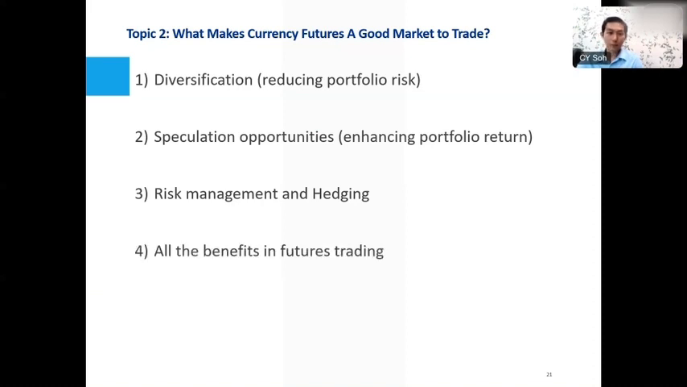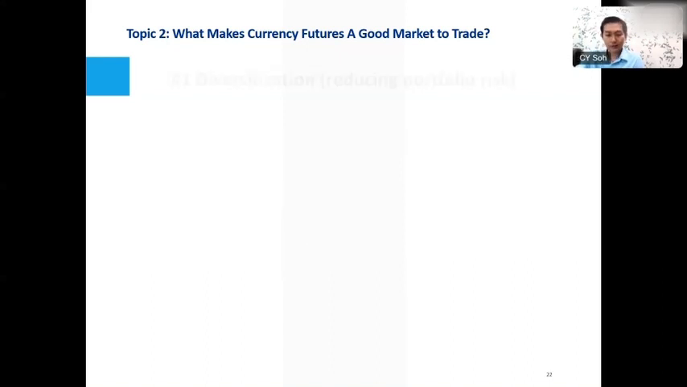And lastly would be all of the benefits of futures trading. As you know, futures trading is different from trading stocks. Here are some of the many benefits. Because of time limitation, I'm going to highlight the first 3 key benefits that make currency futures, which is the FCNH, unique compared to other trading products.